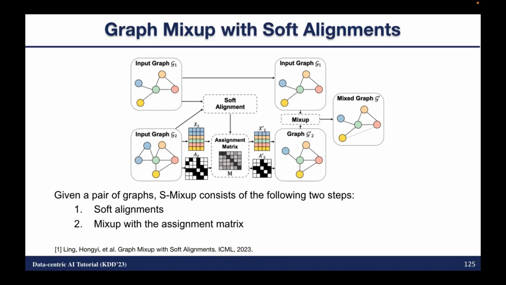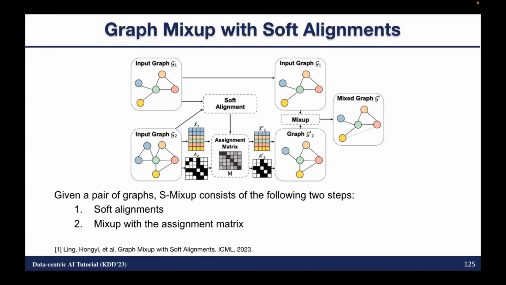So what does this assignment matrix do? Let's take an example of the graph G1 and G2. G1 has 5 nodes, and G2 has 6 nodes. So we want to align them together. And here the assignment matrix is actually a 5 multiplied by 6 matrix, which is the corresponding numbers of nodes in these two graphs. So this matrix indicates the probability of the node correspondence between these two graphs.